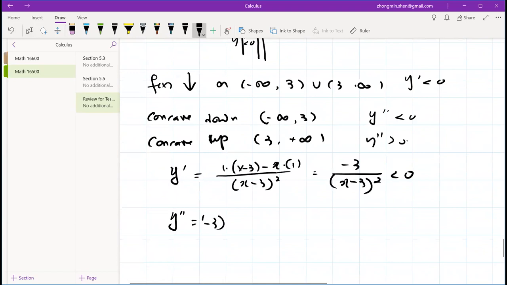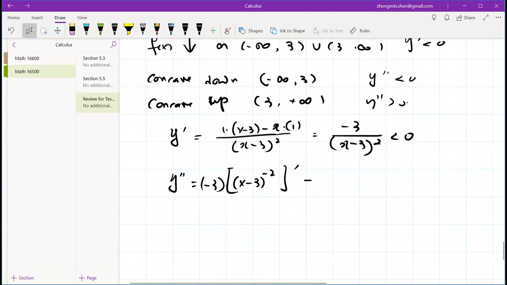This is going to be negative 3 times (x minus 3) to the negative 2, right, the derivative. So I get a negative, and negative times negative becomes positive. It's 6 times (x minus 3) to the negative 3. So this one changes sign when x equals 3.